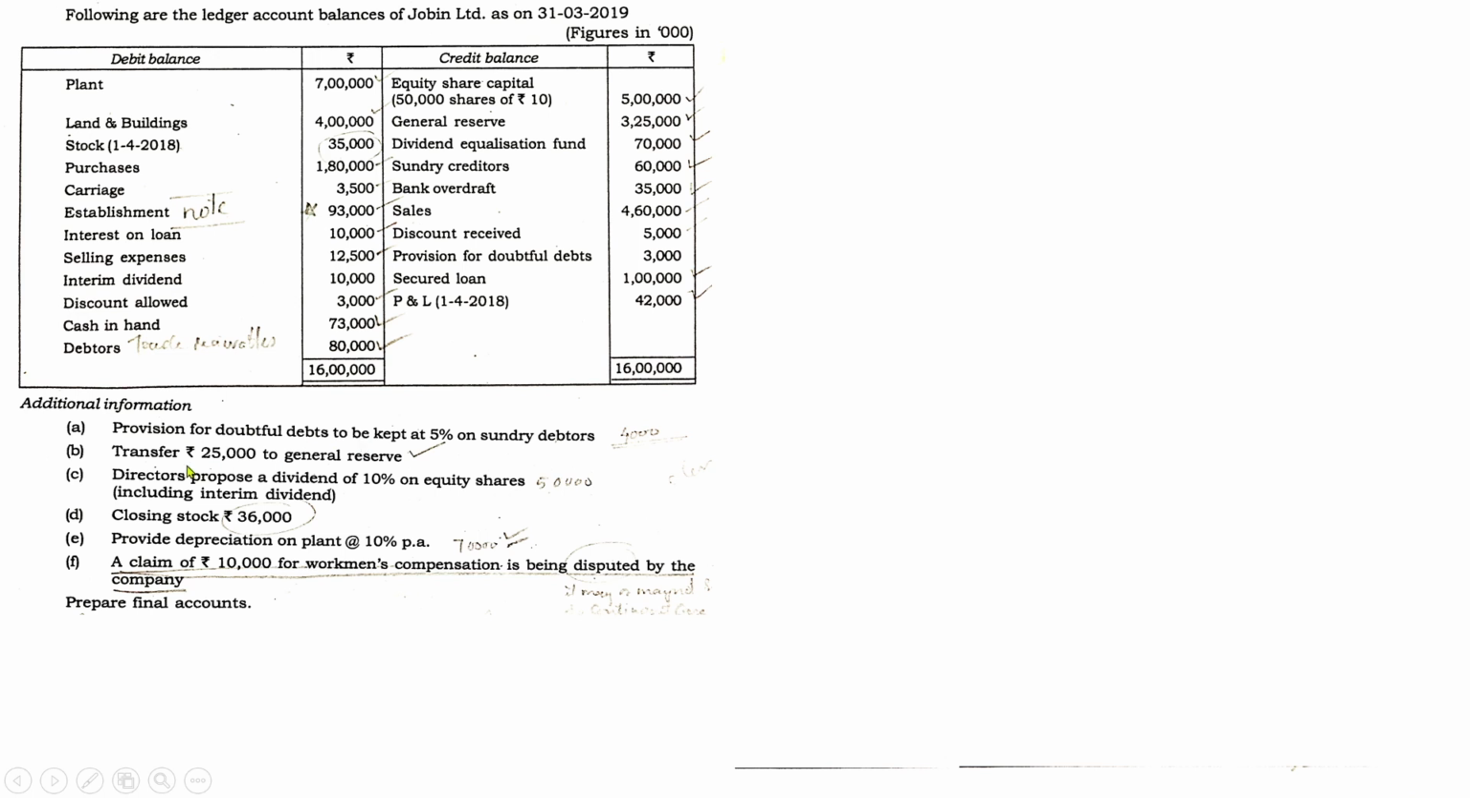Provision for doubtful debts, transfer of 25,000 to general reserve, dividend proposed, directors propose a dividend of 10% on equity shares, closing stock is given, depreciation, claim of 10,000 for workman compensation. Prepare final accounts. So first of all, let us prepare the statement of profit and loss.